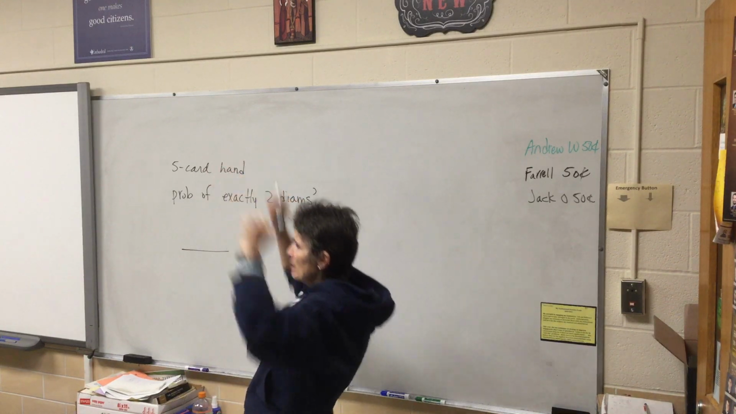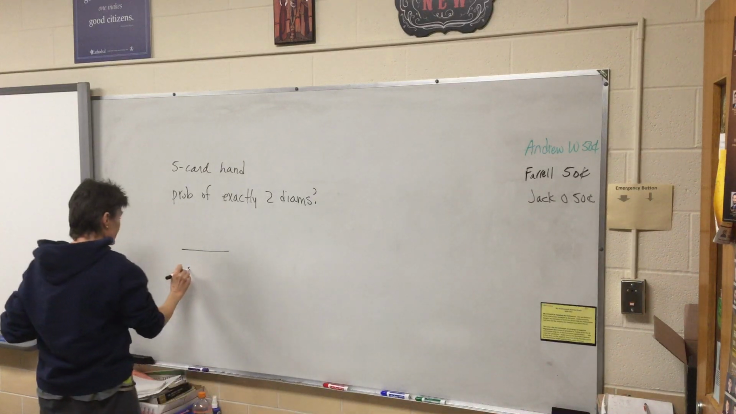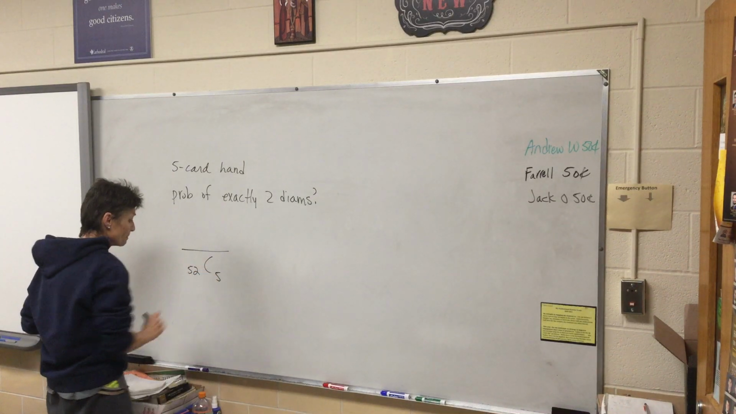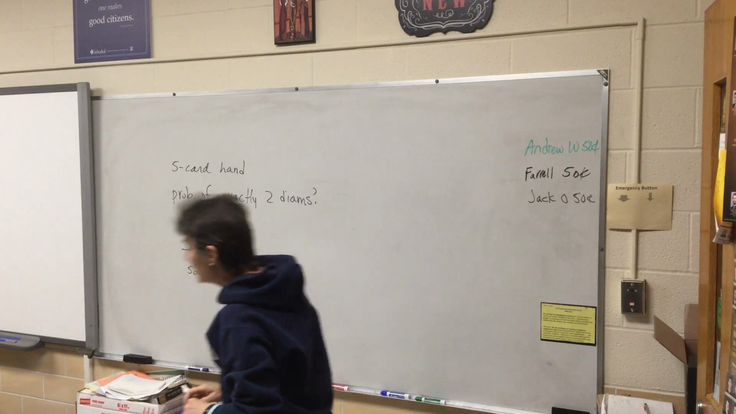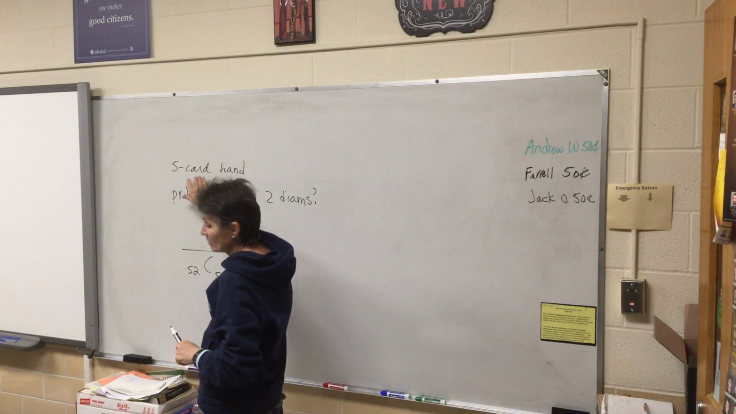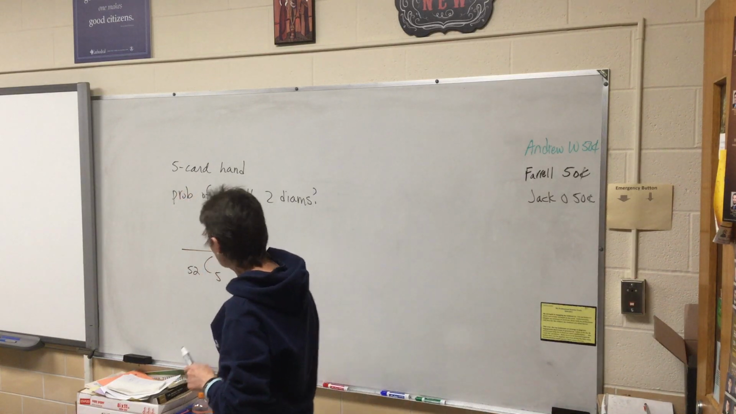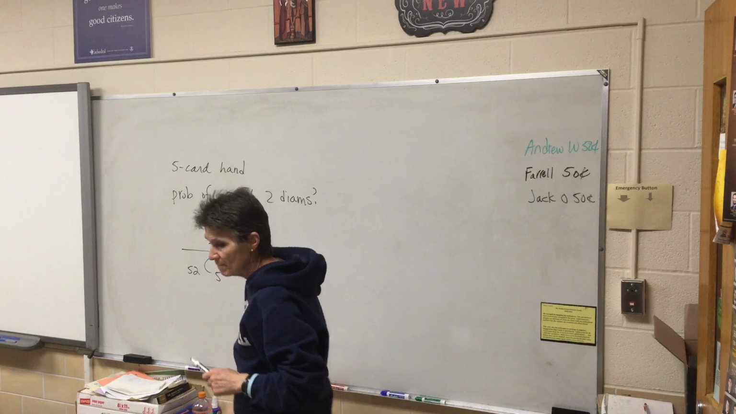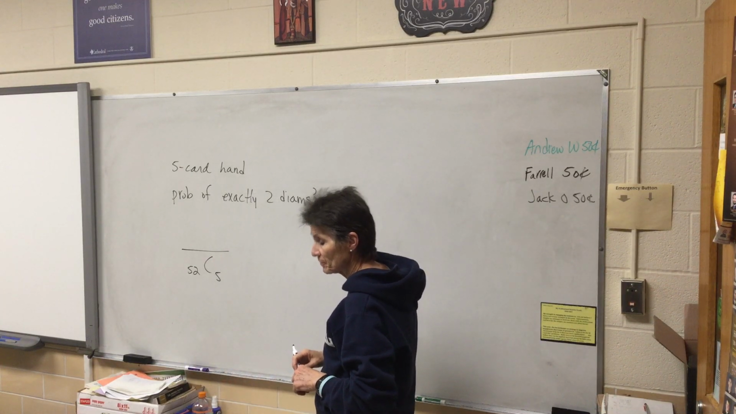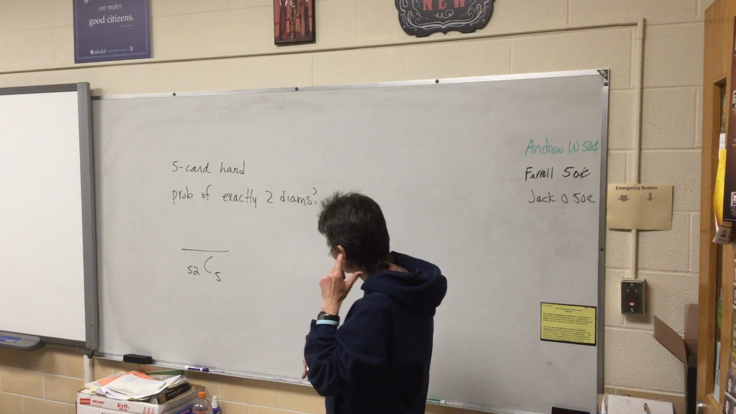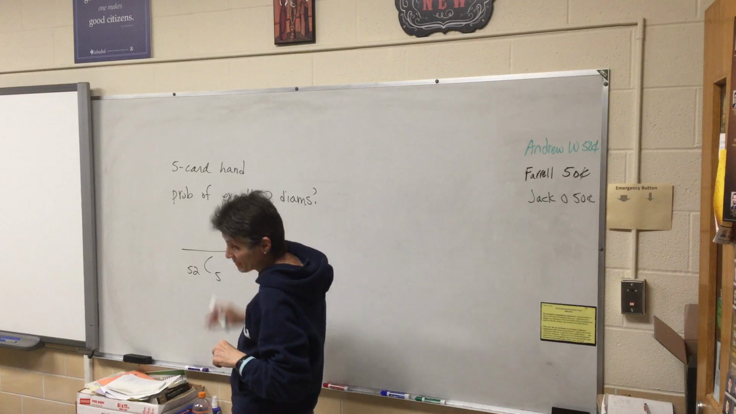52C5. Yes, 52 cards, choosing 5. The total goes in the bottom. That is going to be the denominator for every card problem where you are choosing 5 cards. If for some reason you wanted a 6-card hand, it would be 52C6. That's the denominator, because the denominator is the total. Great job. All right, now, up on top, we want 2 diamonds.